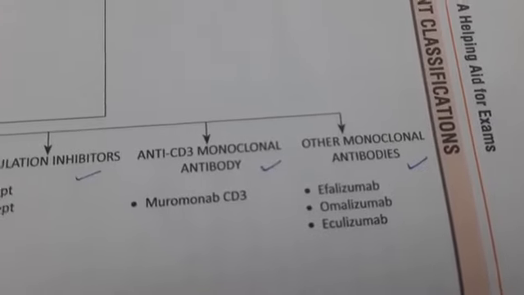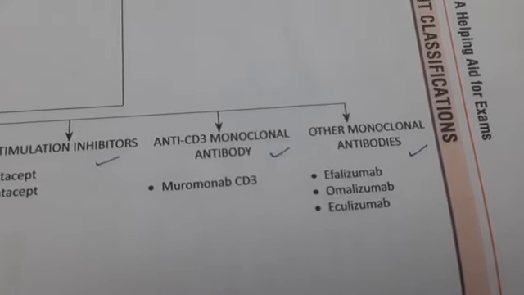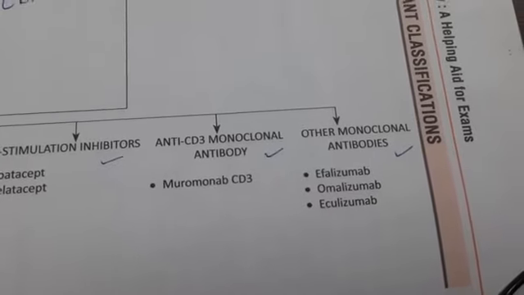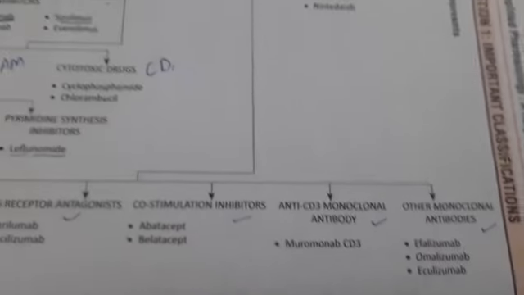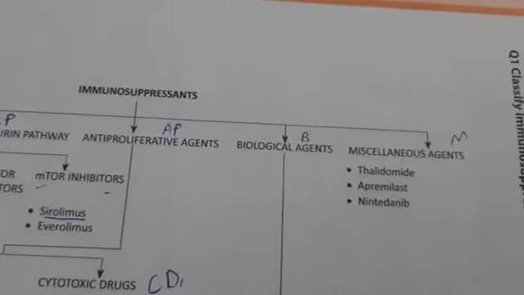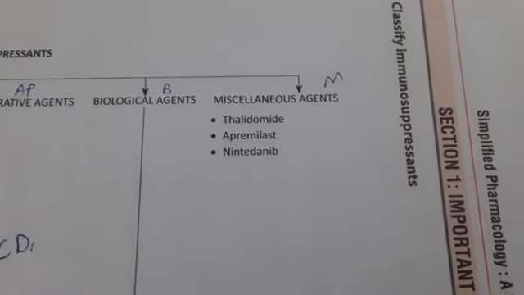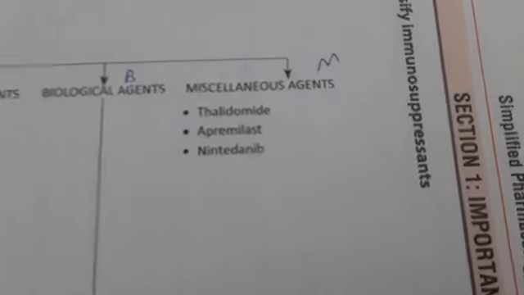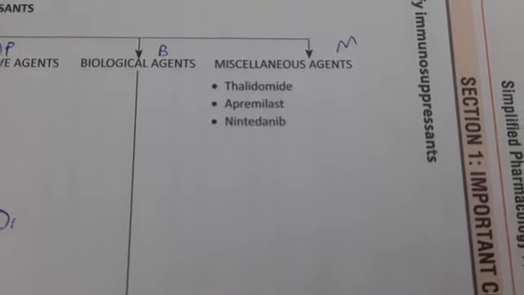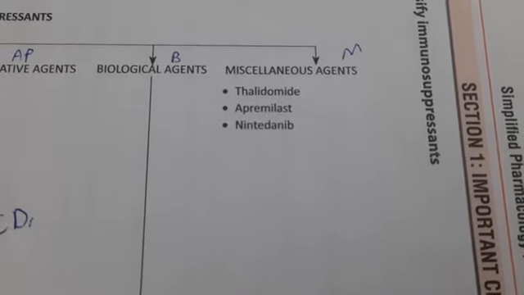Other monoclonal antibodies include efalizumab, omalizumab, and eculizumab, which act as immunosuppressants. Immunosuppressants also include miscellaneous agents which are thalidomide, apremilast, and nintedanib.